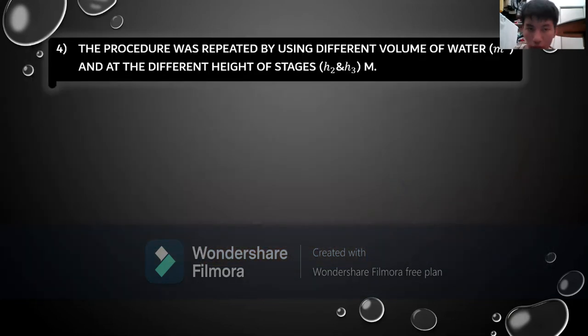And then step 4, actually not the last step, but the conclusion and summary of the procedure for the experiment. The procedure was generally repeated by using different volumes of water, and at the same time we also use different heights of stages.